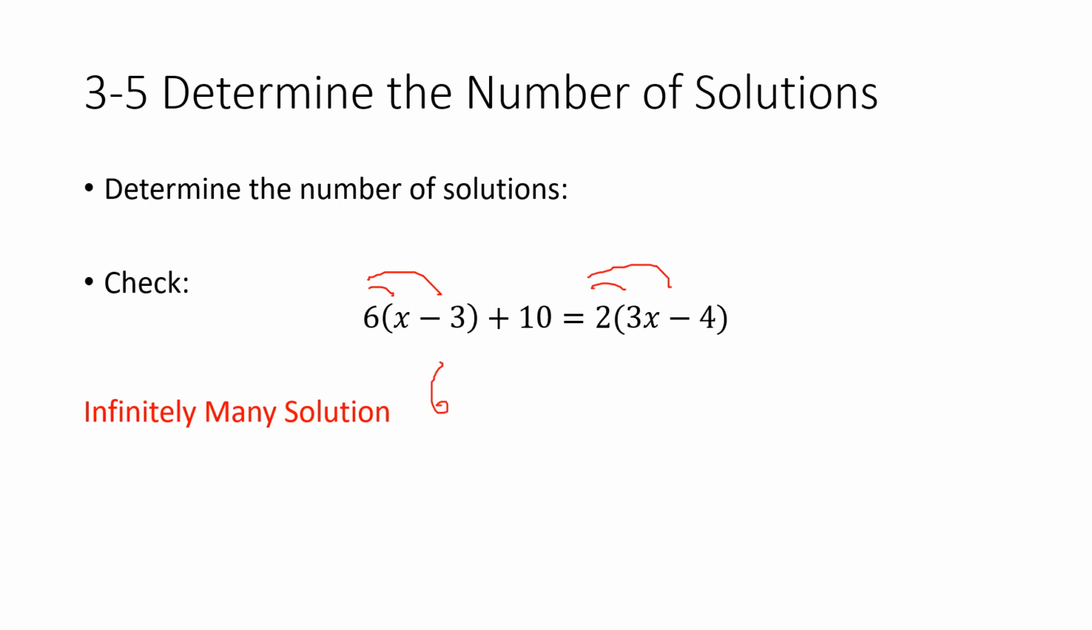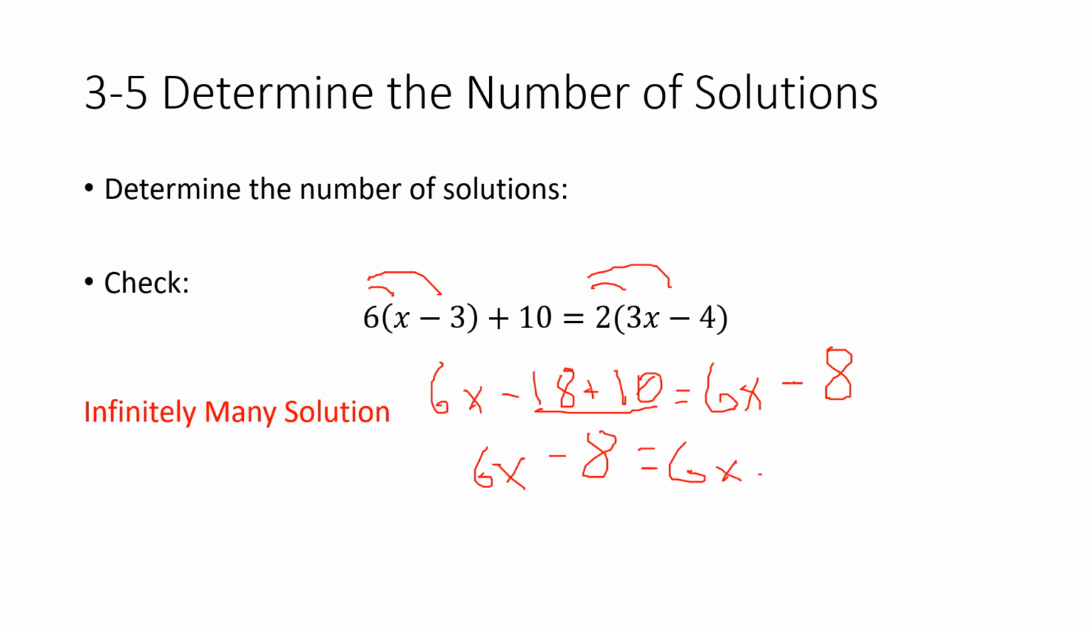6 times x is 6x. 6 times 3 is 18 plus 10. We don't distribute to the 10 because it's outside the parentheses. 2 times 3x, 6x. 2 times negative 4, negative 8. All right, I'm going to combine our like terms here. Negative 18 plus 10 is going to give us a negative 8. 6x minus 8 equals 6x minus 8.